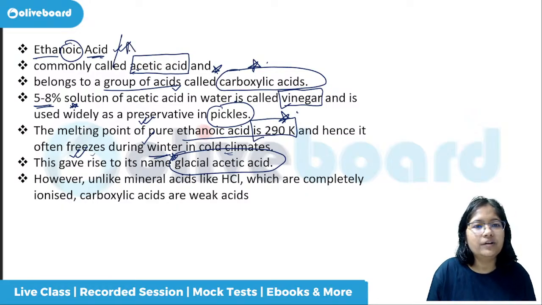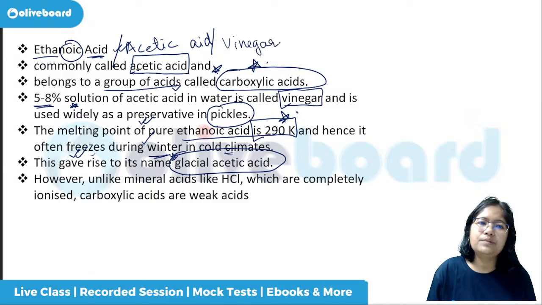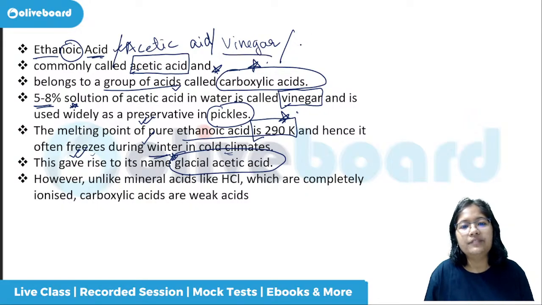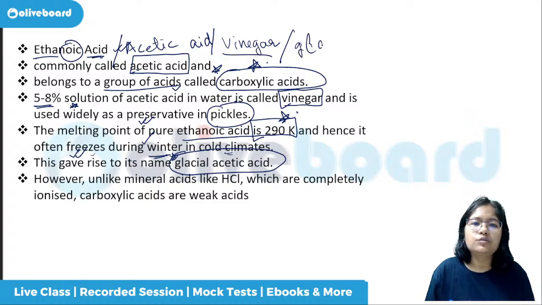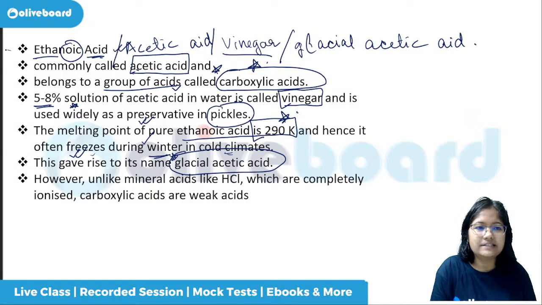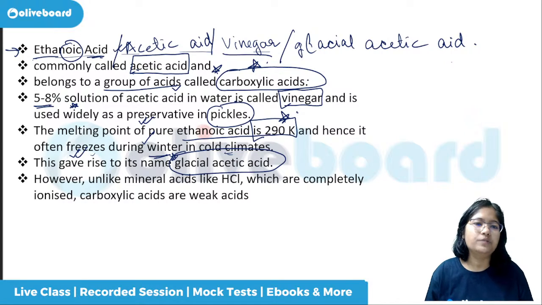That is why ethanoic acid is only acetic acid. Now though the 5 to 8% solution of acetic acid in water, the diluted form, is the vinegar, in the exam you will directly get what is acetic acid? You have to say vinegar. And since it will freeze during the winters, it will also be called glacial acetic acid. Okay, it will also be called glacial acetic acid. So all the names are for ethanoic acid only.